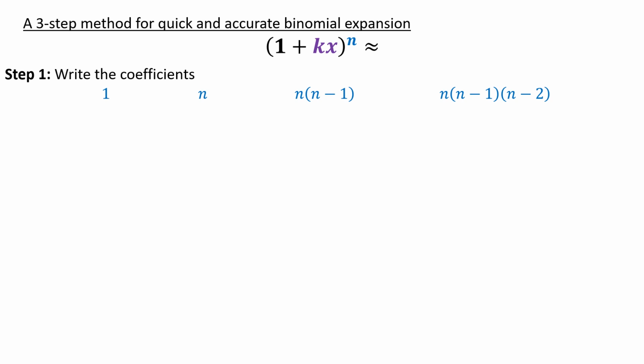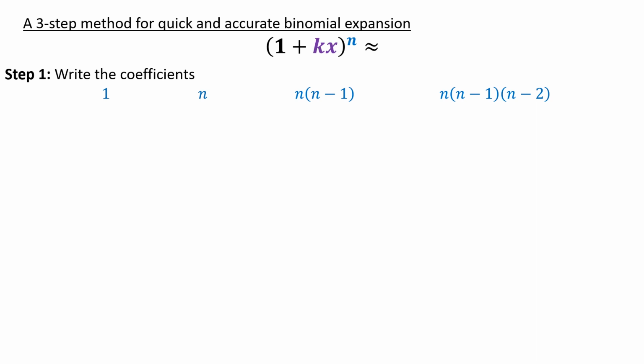If n is a half, for instance, you'll have 1 in the first term, and you'll have half in the second term. Then you'll have half times minus a half, and then the next term is going to involve a half times minus a half times minus 3 over 2. And I'd recommend writing them in that slightly simpler form, because trying to simplify minus a half take away 1 and minus a half take away 2 is going to be a lot more work later on.